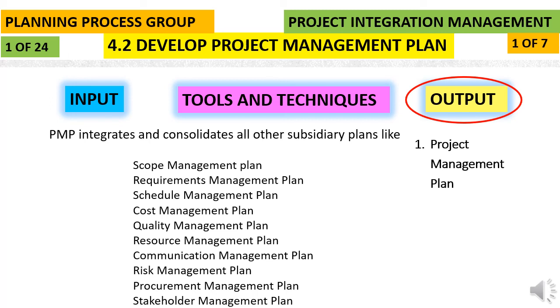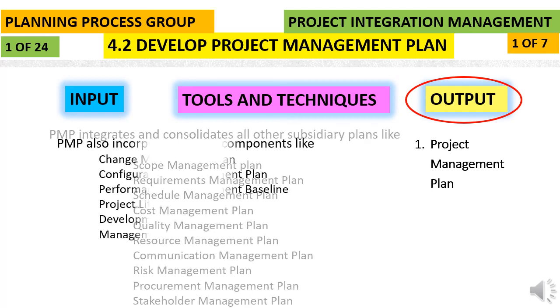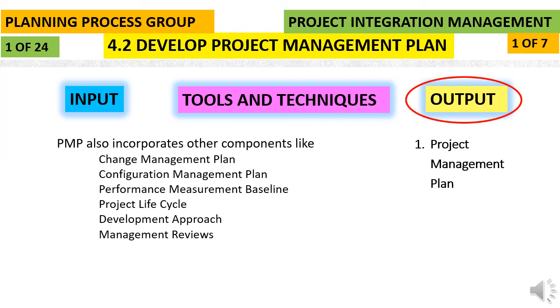Some of the subsidiary management plans which need to be included or considered in the project management plan are scope management plan, requirement management plan, schedule management plan, cost management plan, quality management plan, risk management plan, procurement management plan, and stakeholder engagement plan. And some of the baselines: scope baseline, schedule baseline, and cost baseline. So these should be included in the project management plan.